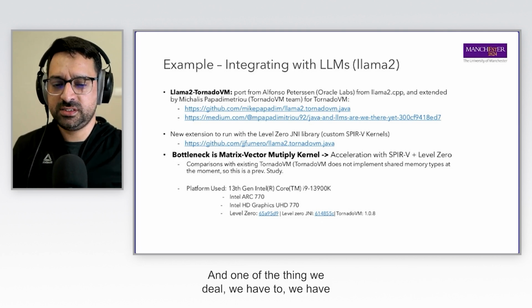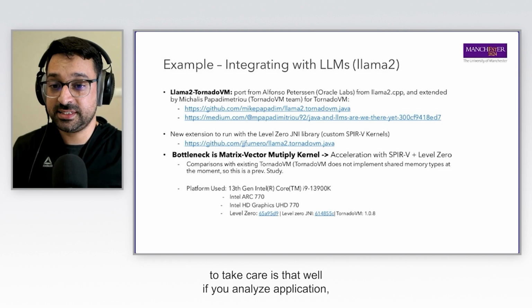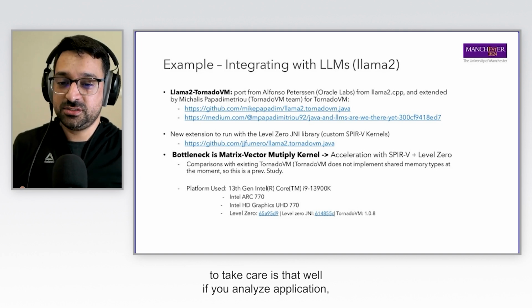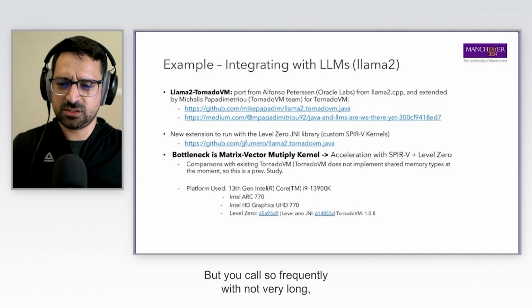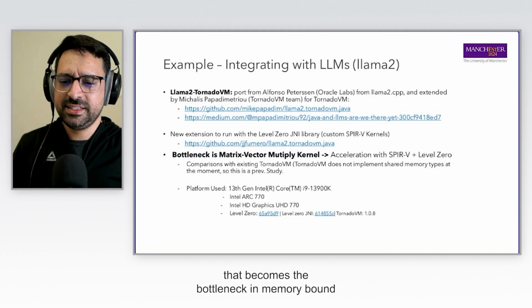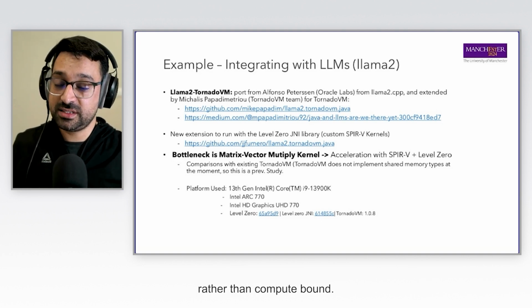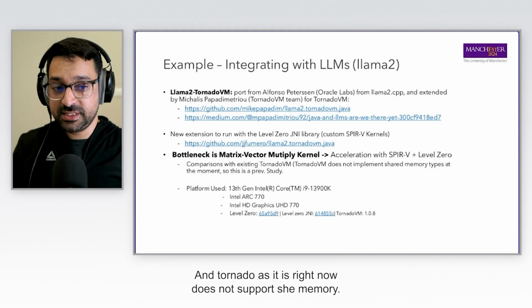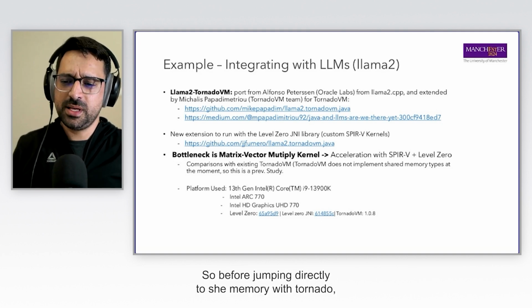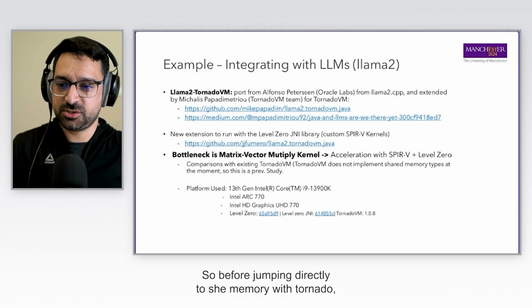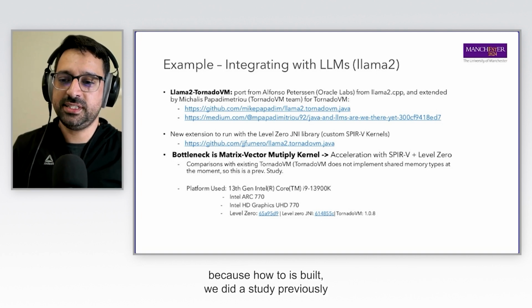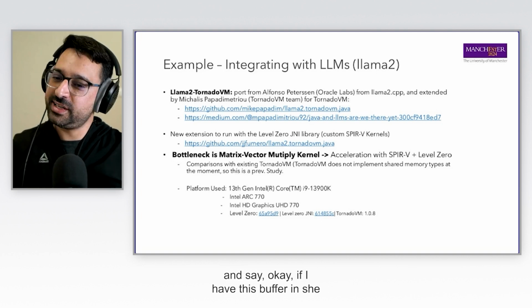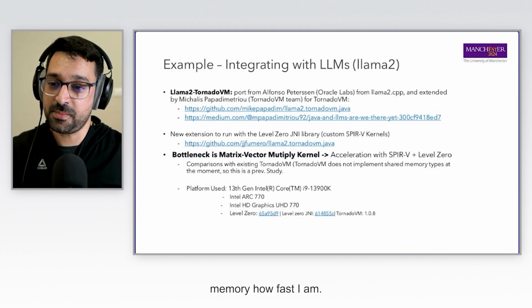And one of the things we have to take care of is that, if you analyze the application, the bottleneck actually comes down to one kernel, matrix vector multiply, but you call it so frequently with not very large data sets that it becomes memory bound rather than compute bound. And Tornado, as it is right now, does not support shared memory. So before jumping directly to shared memory with Tornado, which has some implications because of how Tornado is built, we did a study previously with just the JNI library and said, okay, if I have this buffer in shared memory, how fast am I? So let's do that.